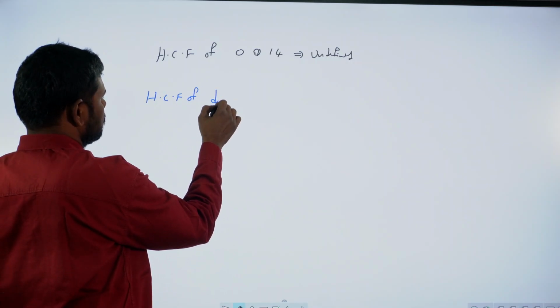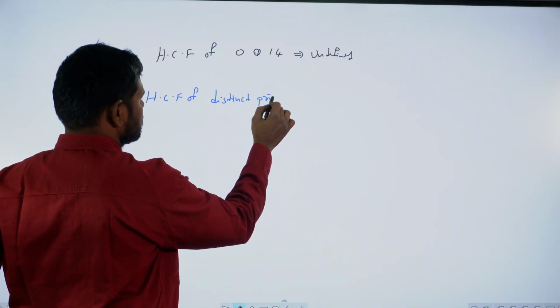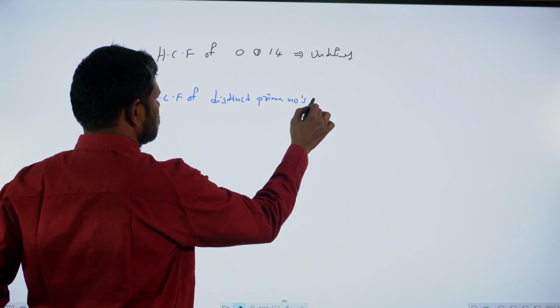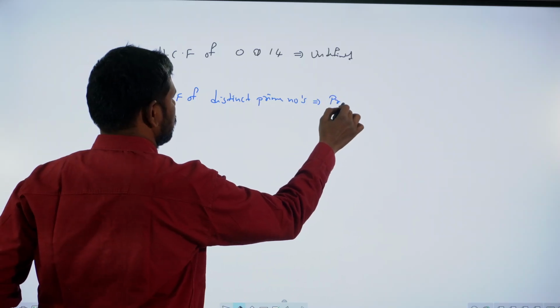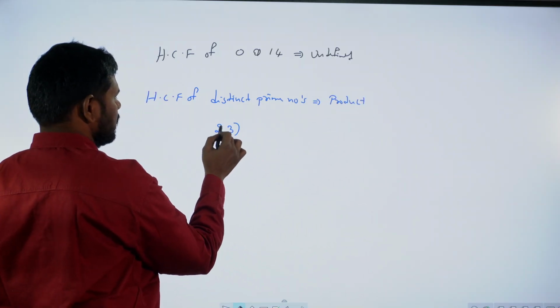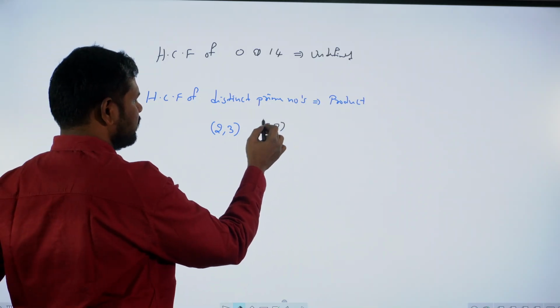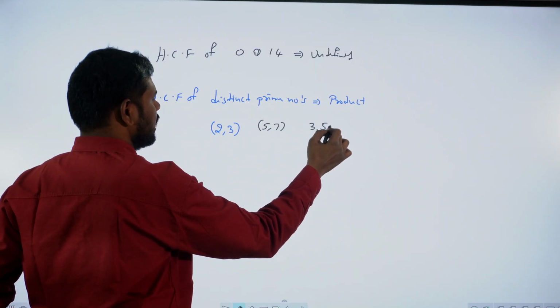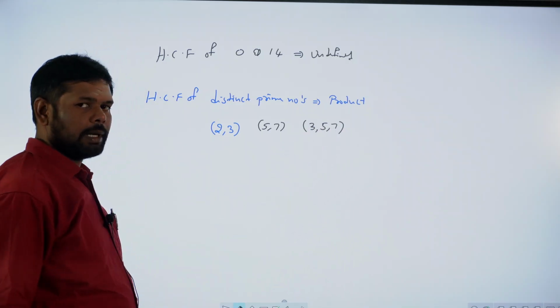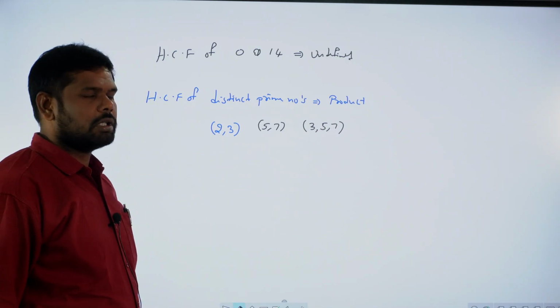LCM of distinct prime numbers is their product. Suppose 2, 3. LCM is 2 into 3. Suppose 3, 5, 7, how much? 3 into 5 is 15, 15 into 7 is 105. So the three numbers are prime numbers.